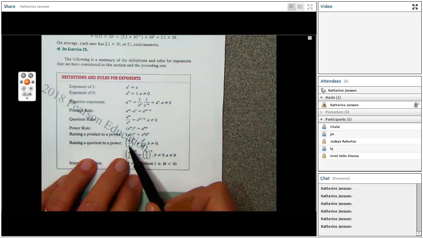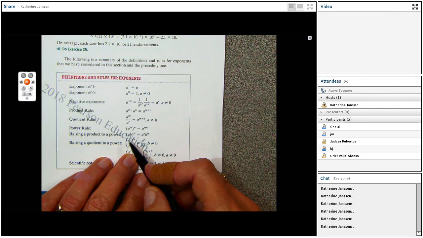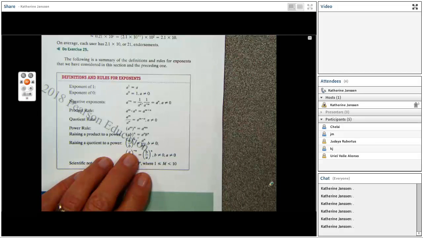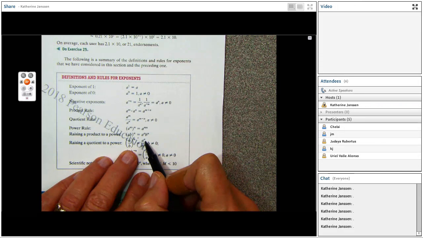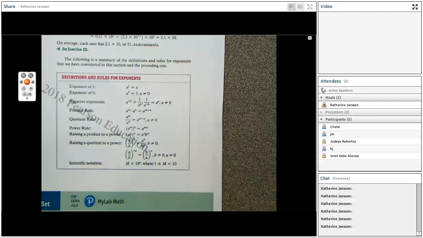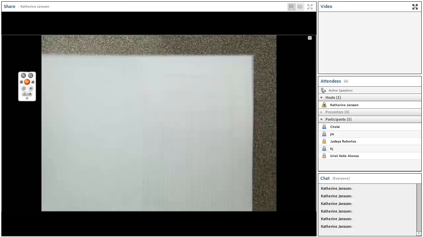And raising a quotient to a power, I have a over b, the quantity raised to a power. So I have something divided by something raised to a power. Of course, your denominator cannot be equal to 0. And you multiply the numerator's exponent by n, you multiply the denominator's exponent by n. Remembering, division by 0 is undefined.